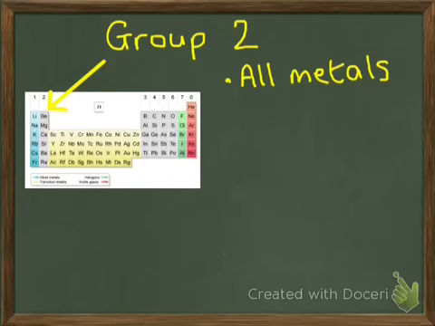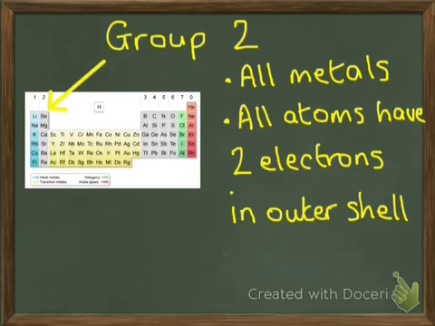These elements are all metals as they're on the left hand side of the periodic table, and atoms of each of these elements have 2 electrons in their outer shell.